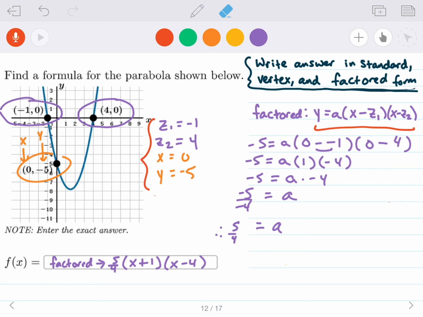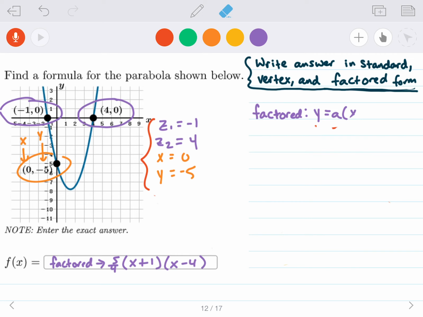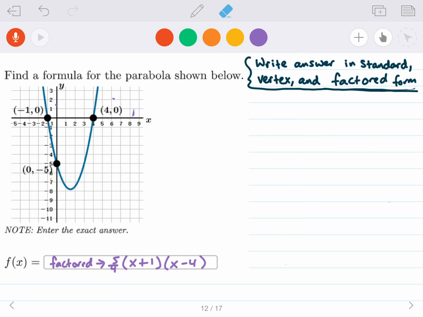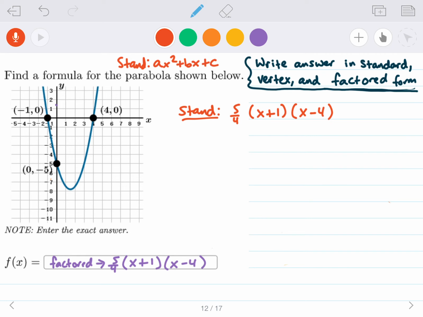Okay, cool. So we found that. Let's go ahead and now find standard form, because all we have to do is expand our factored form to find standard. So let's go ahead and clean this up a little bit and figure out what this is. So for standard form, all we have to do is take what we got for factored and expand it out to figure out what our answer is. Remember that standard form is in the form ax squared plus bx plus c, where a, b, and c are numbers. So first thing I'm going to do is I'm going to leave the 5 over 4 on the outside, and I'm going to FOIL this x plus 1 times x minus 4.